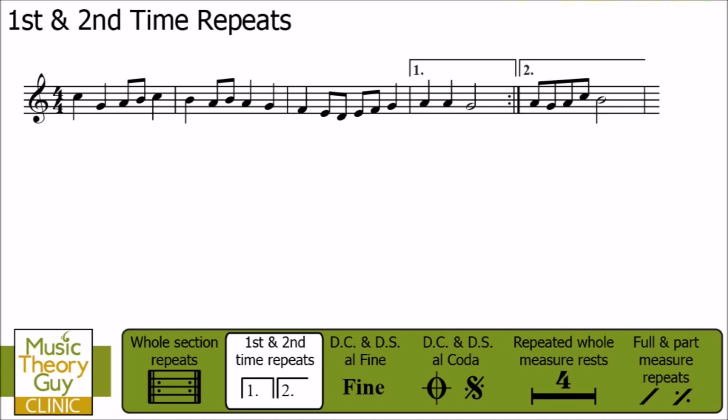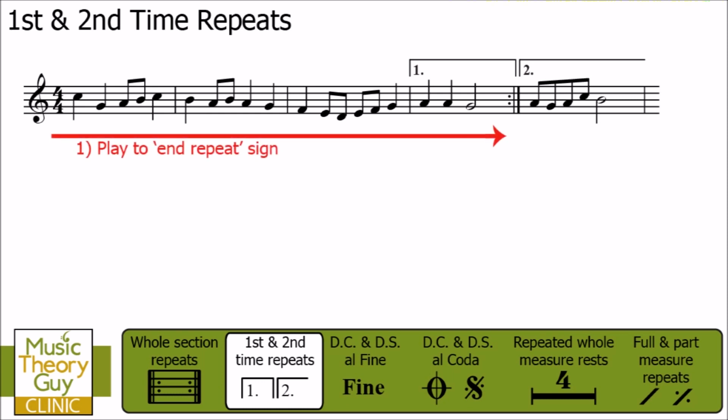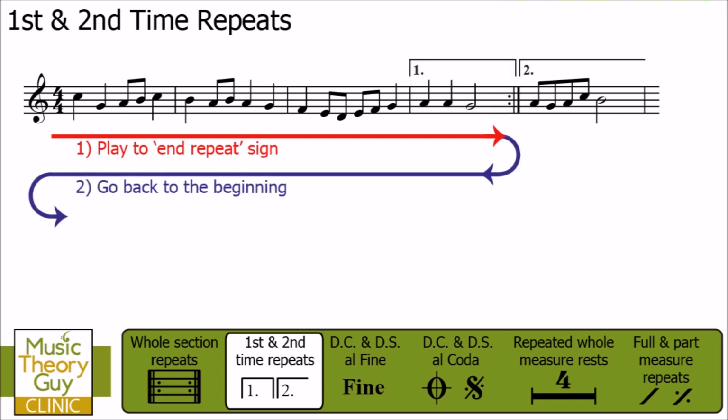Okay, so this is how you would actually play this short piece of music. You'd obviously start at the very beginning and you'd play to the end repeat sign, which is located at the end of that first time repeat. Now, because there's no start repeat sign, you go right back to the very beginning.